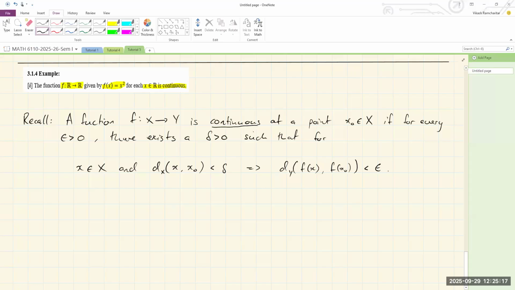And of course, it's continuous at a point. If the function is simply said to be continuous and there's no reference to a point, then it is assumed it is continuous at every single point, which is what this example is asking us to show. That it is continuous at every single real number. So we want to prove that f of x equals x squared is continuous on all of R using this particular definition.